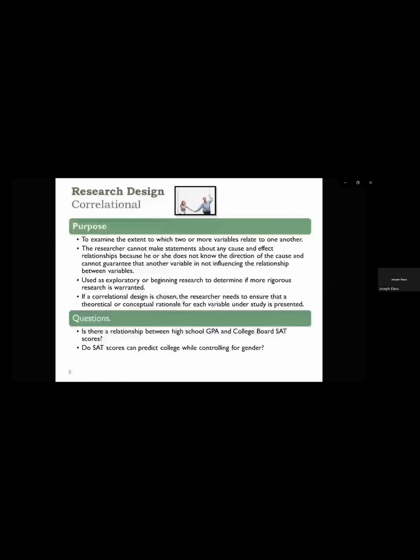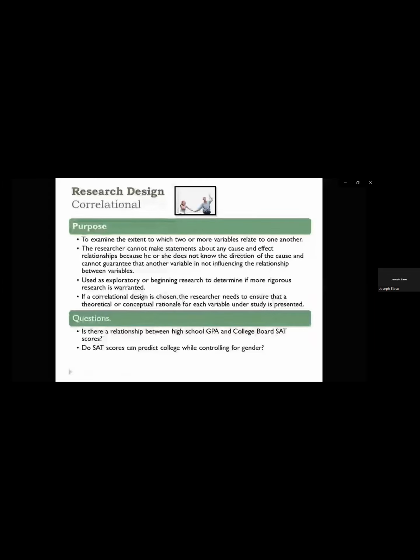Also note that oftentimes causal comparative designs are chosen because you want to explore a phenomenon that's happening. If a lot of causal comparative research has been done in a specific area, and you're finding a lot of causal comparative literature in the area you're studying, it probably means that we need to start moving toward more rigorous research, such as an experimental design, which we're going to talk about next. So that's the causal comparative design.